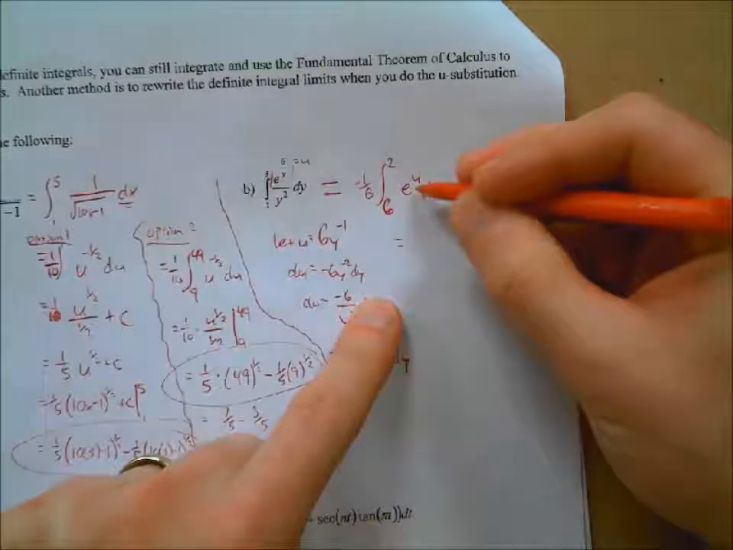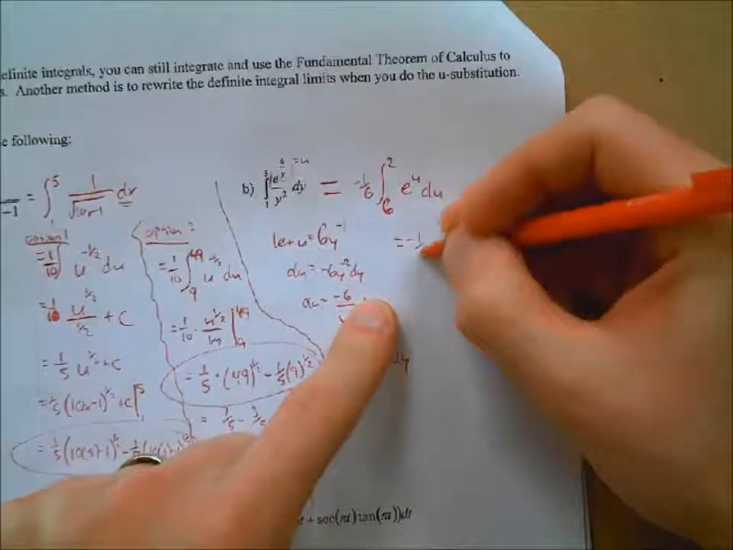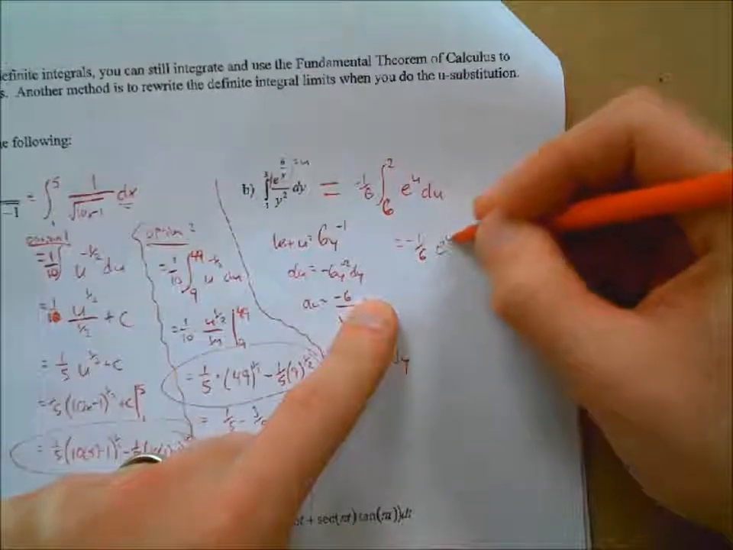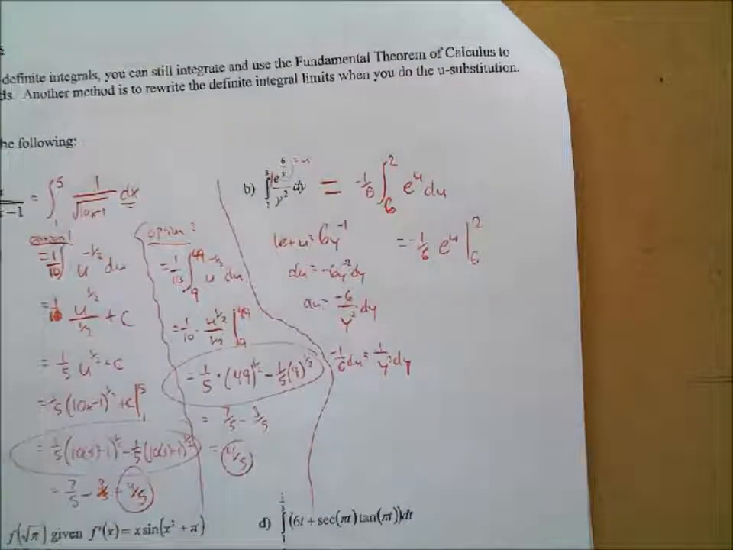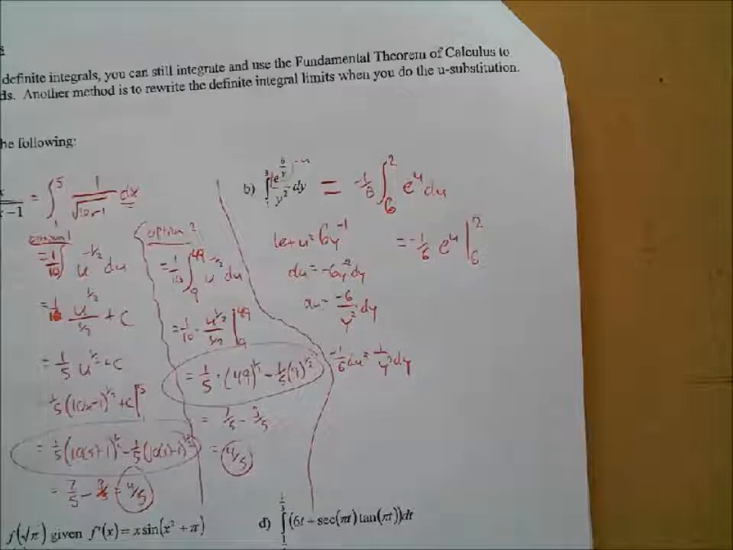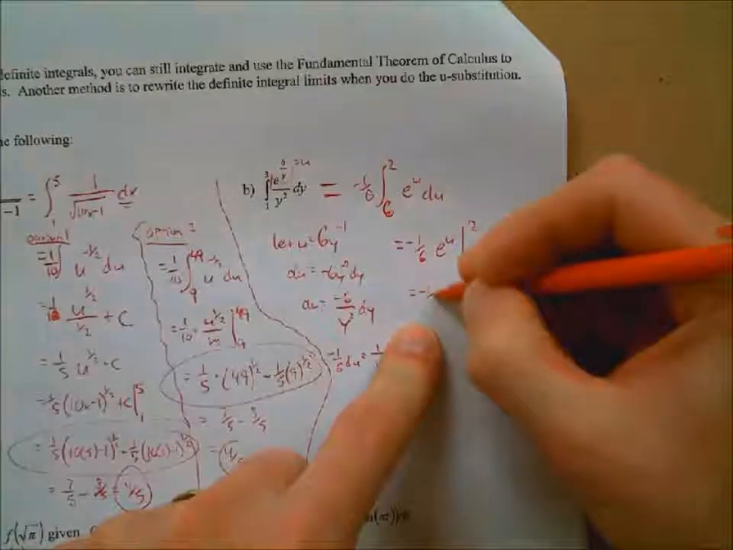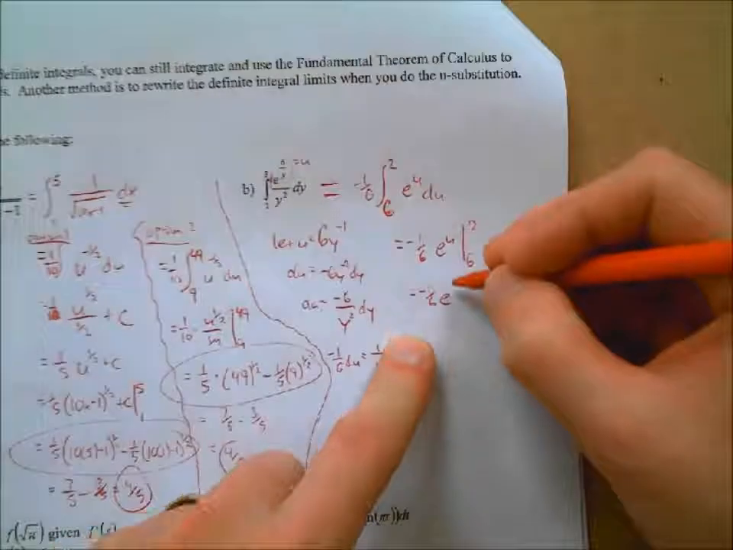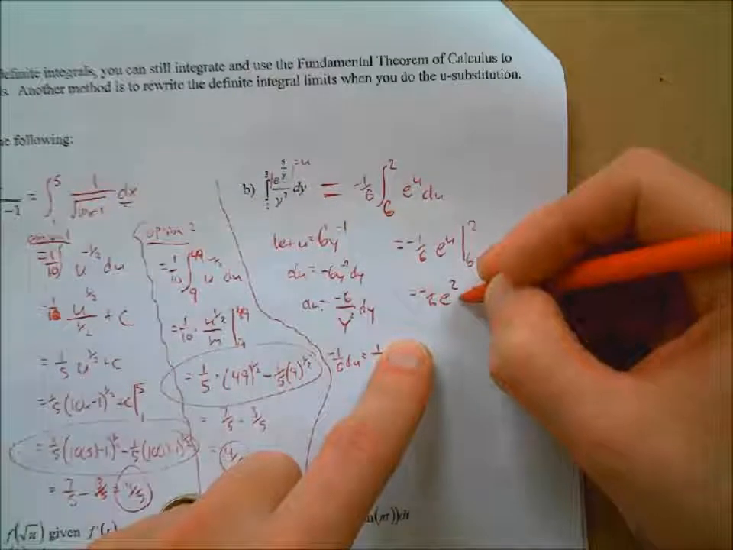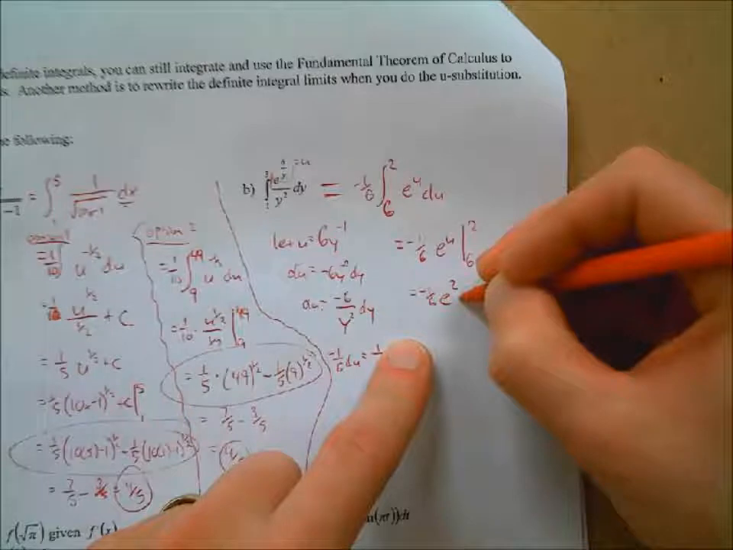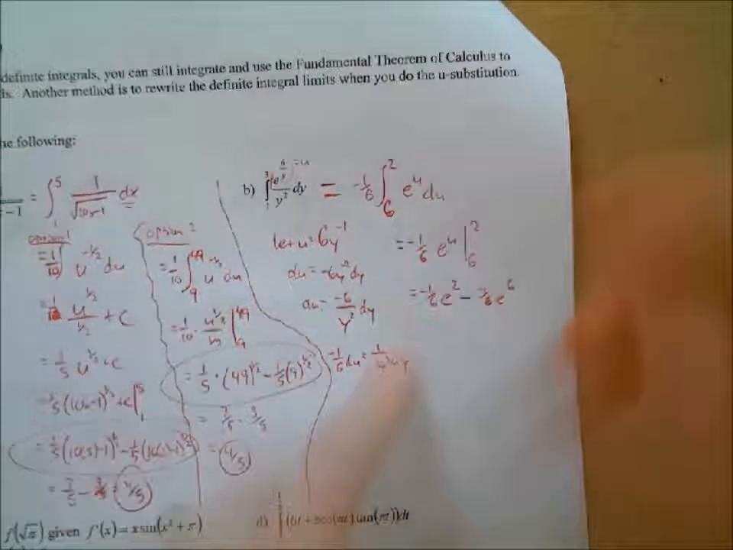What is the integral of e to the u? e to the u. We're going to evaluate that from 6 to 2. So that equals negative 1/6 e to the, what's the first one going to be, e to the second, minus negative 1/6 e to the sixth.